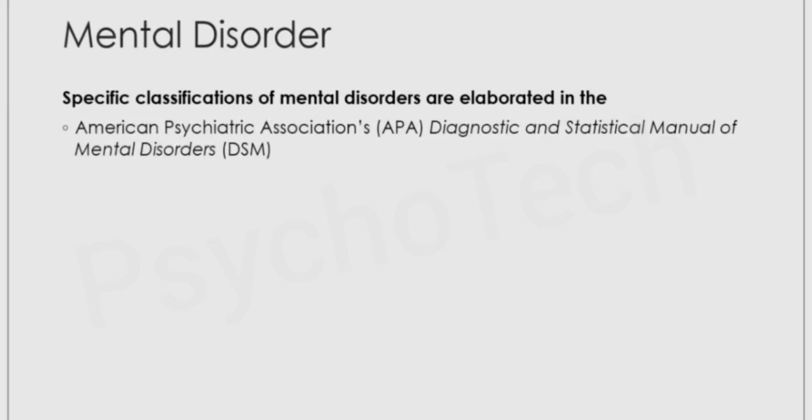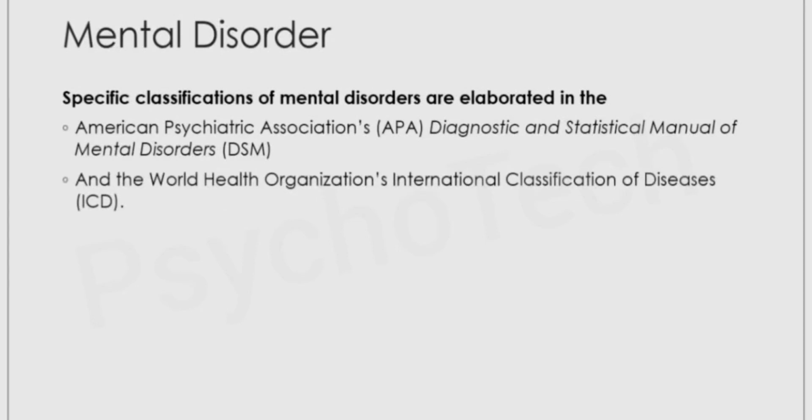Further, specific classifications of mental disorders are elaborated in the American Psychiatric Association's Diagnostic and Statistical Manual of Mental Disorders, that is DSM, and the World Health Organization's International Classification of Diseases, that is ICD. So, to understand the classification of mental disorders in detail, you can refer to DSM and ICD.